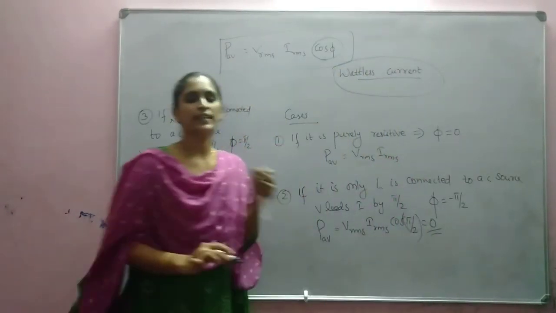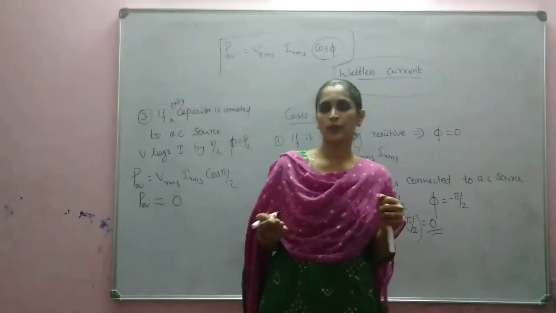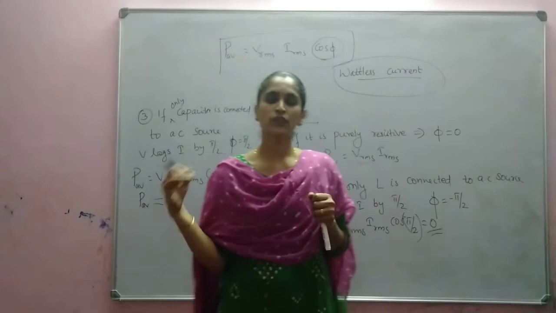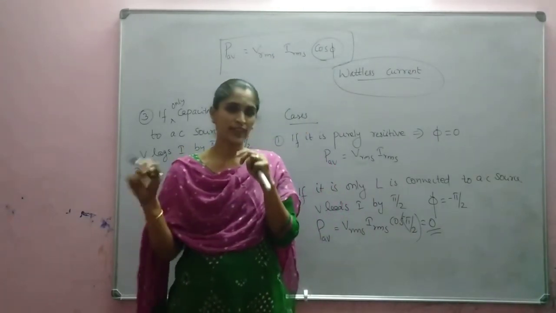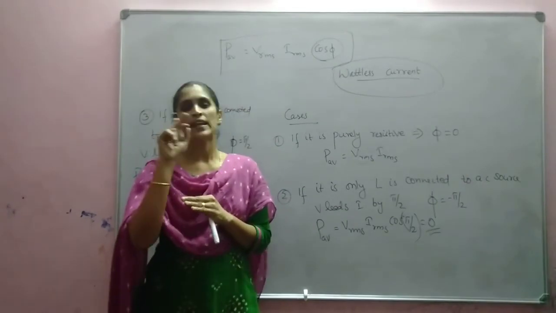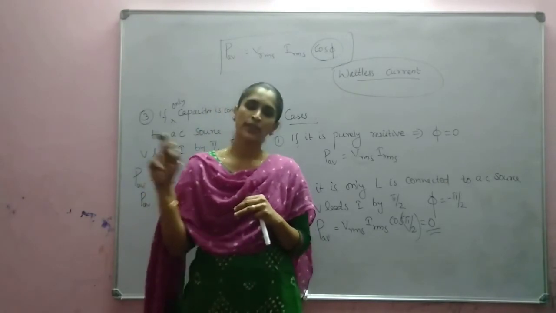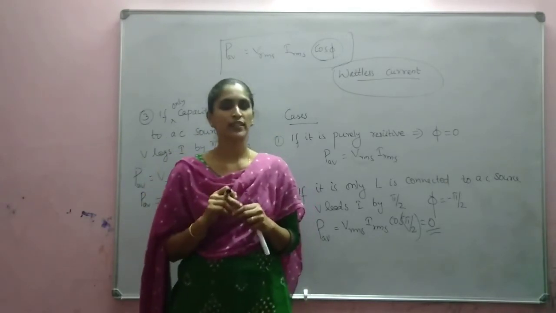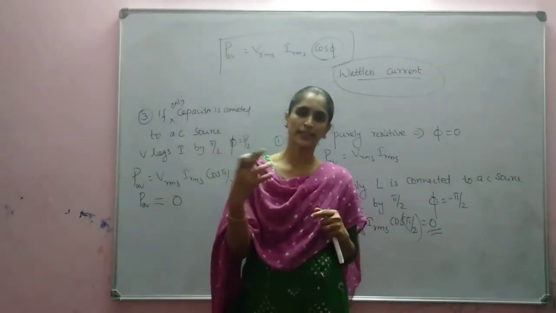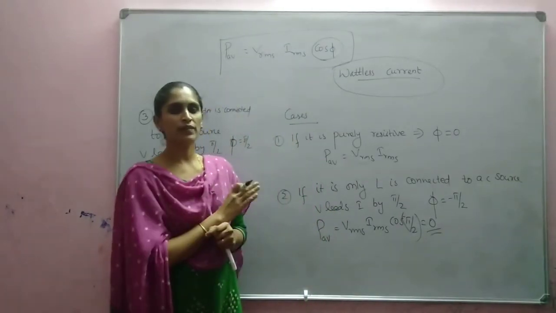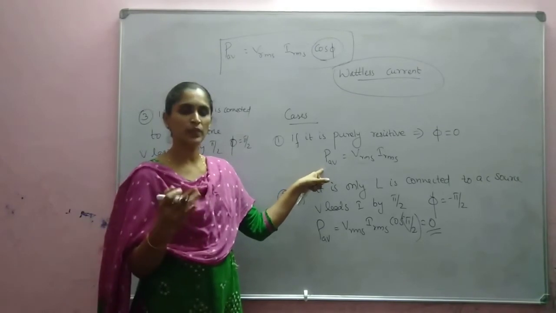Why is it wattless current? Because the average power consumed over one time period is 0. Why is it 0? Because in the case of a capacitor, it will be charging, then discharging. In the first quarter cycle, T by 4 will be charging, next T by 4 discharging, again T by 4 charging in the opposite direction, next T by 4 discharging in the opposite direction. Similarly, in the case of an inductor also, magnetization and demagnetization take place continuously, because of which average power consumed will be 0. But in the case of a purely resistive circuit, maximum power will be consumed.